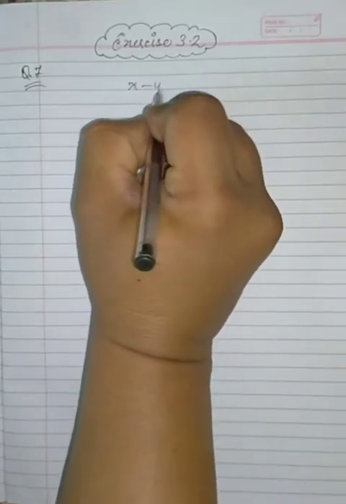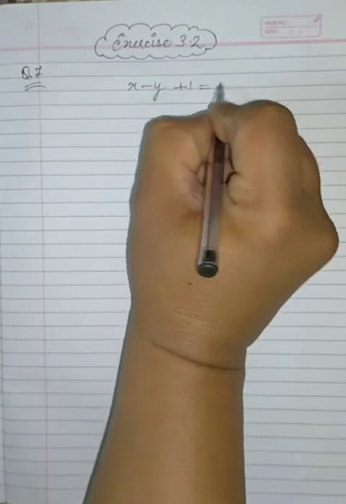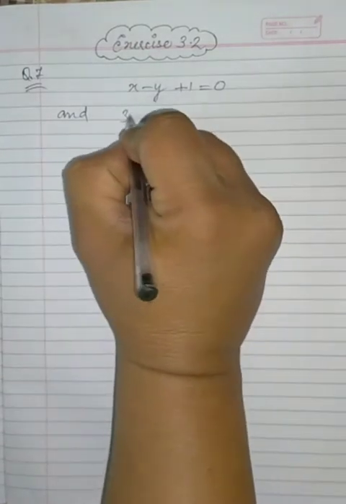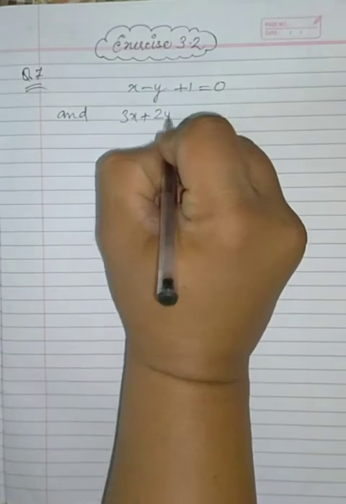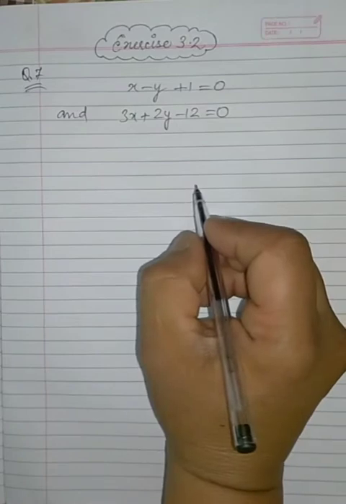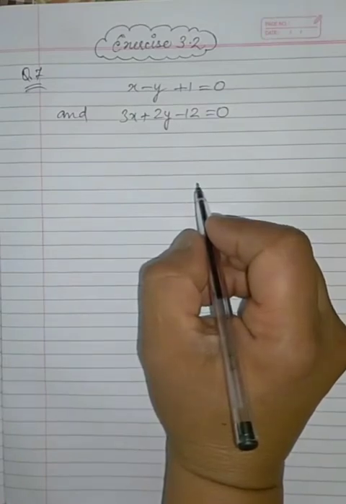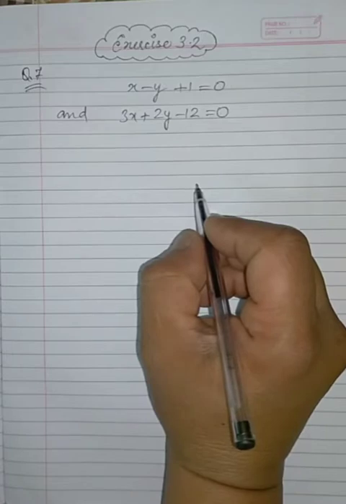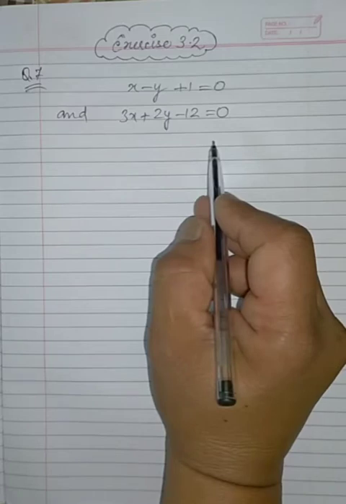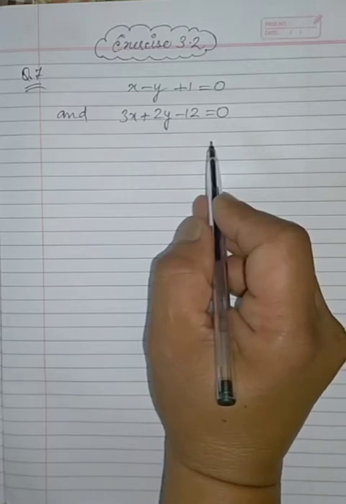Exercise 3.2, question number 7. Draw the graph of the equations x minus y plus 1 equal to 0 and 3x plus 2y minus 12 equal to 0. Determine the coordinates of the vertices of the triangle formed by these lines and the x-axis, and shade the region of the triangle also.